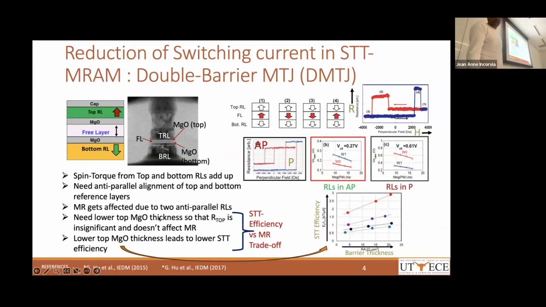So that reduces the MR. So there is a trade-off between this STT efficiency and MR. Because if we have to increase the efficiency, the MgO thickness has to be high, and if the MgO thickness is high, the RA is high, and we see MR gets affected more.